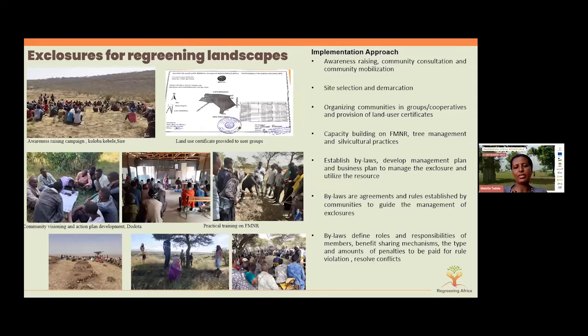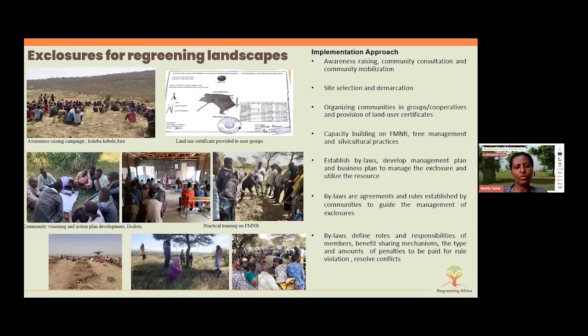Following this, the community groups organized in these exclosures are also trained on various regreening practices like FMNR, tree management practices, as well as silvicultural practices to strengthen their capacity in restoring and managing these exclosures. In addition to this, the communities also establish local bylaws and develop management plans and business plans with the support of the local government and project in order to manage the exclosure.